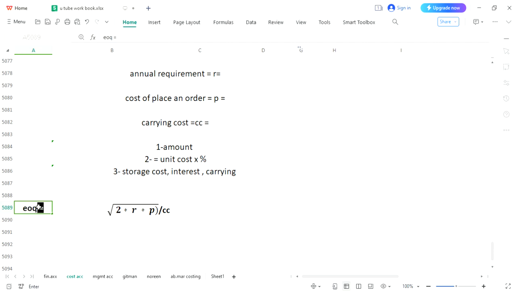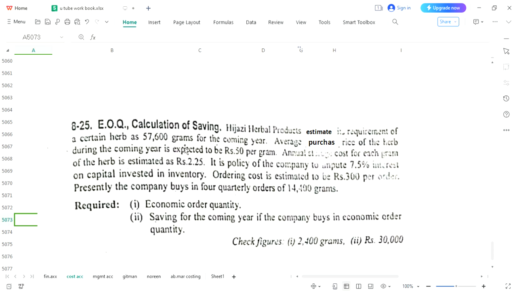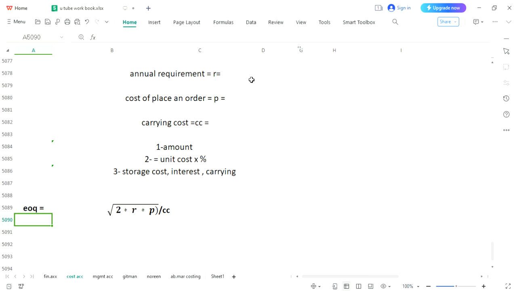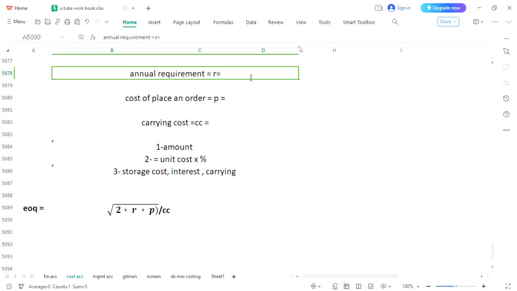Let's go back to the question and see how many units are required in 1 year. So here you can see herbal products estimate its requirement of a certain herb, 57,600 grams. So the first input we have found out: 57,600 is your annual requirement. So you can put it over here. Obviously these inputs would be used to carry on this formula.